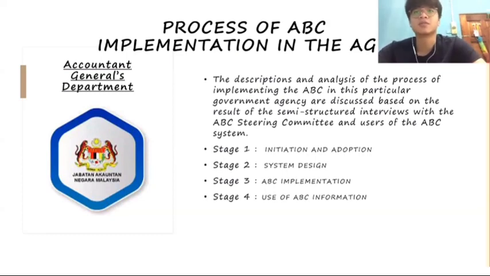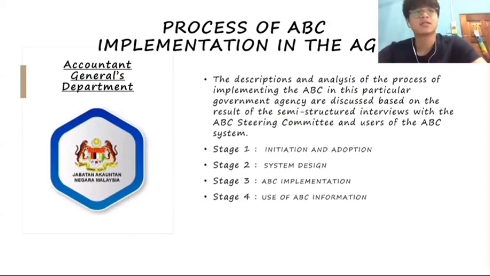This stage is to make decisions to adopt the ABC system because the financial management accounting system already includes the ABC system. And this system integrates accounting functions such as payment receipt, salary management, government loans, and also the investment.